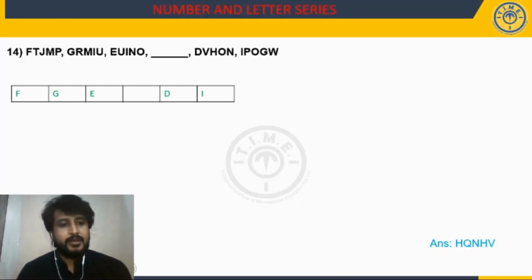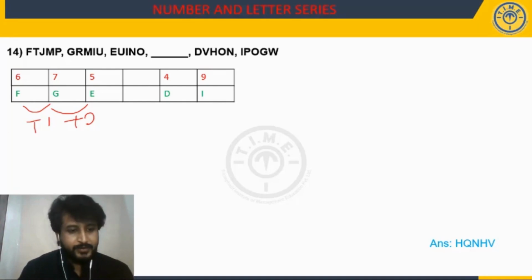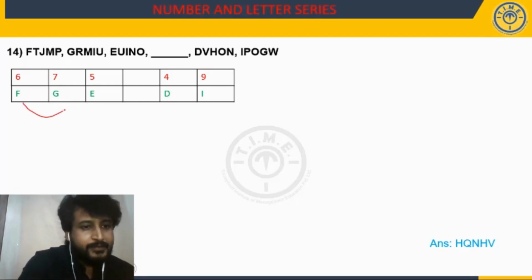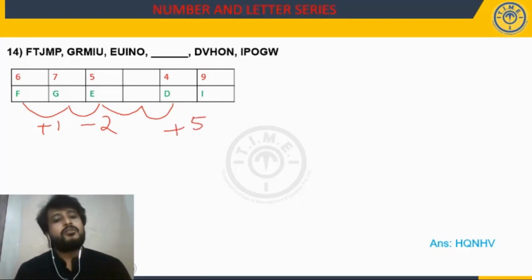Now identify the logic in the first set of letters F, G, E, blank, D, I. Now F is 6, G is 7, E is 5, D is 4, I is 9. Let's represent the place values: 6, 7, 5, blank, 4, 9. 6 and 7, the logic is plus 1. I'm sorry, it is plus 1, just make a correction. 6 and 7 plus 1, 7 and 5 minus 2. Here we do not have any letter. Now 4 and 9 is plus 5. So what could be the missing one?